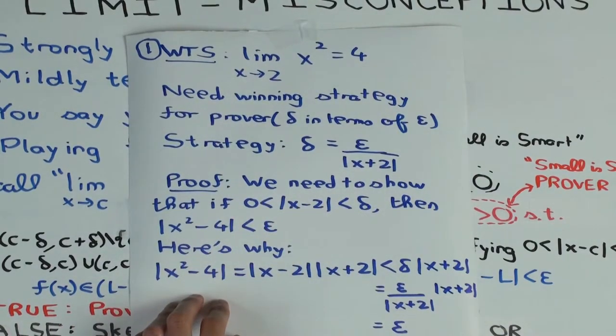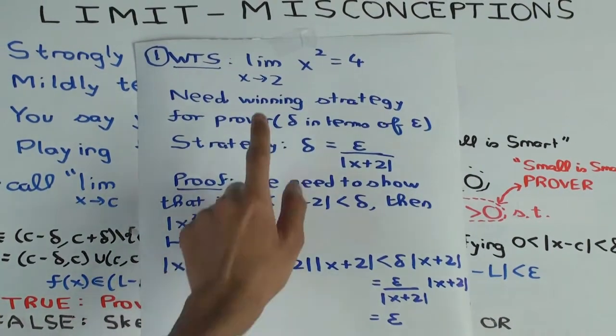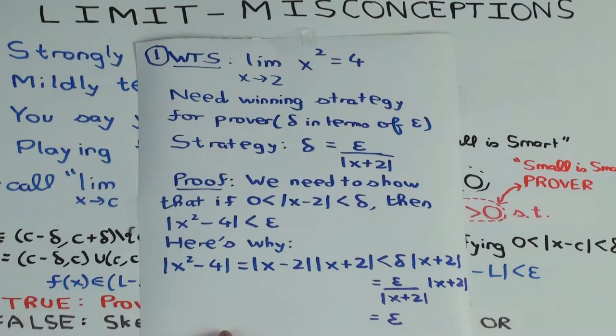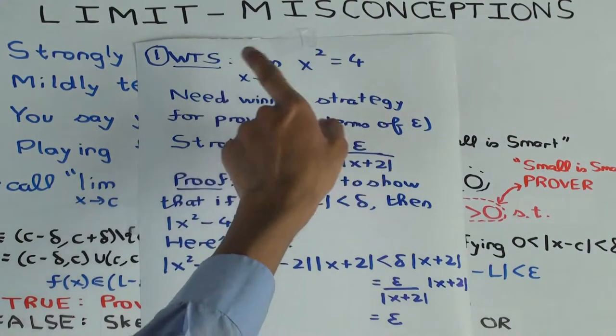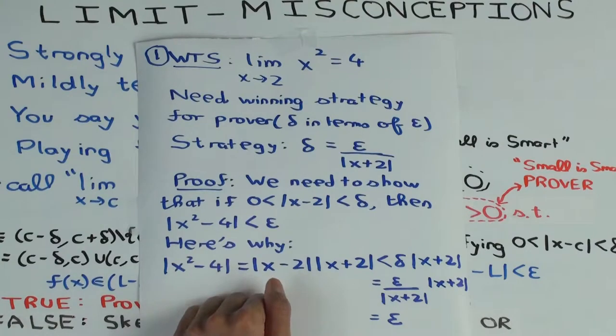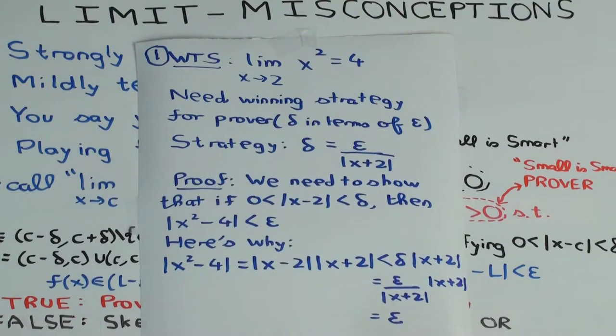So let's say we are trying to prove that the limit as x approaches 2 of x squared is 4. Is that statement correct? Yes, that's correct. In fact, x squared is a continuous function, and the limit of a continuous function at a point is just the value at the point, 2 squared, which is 4. But we are now going to try to prove this formally using the epsilon delta definition of limit.